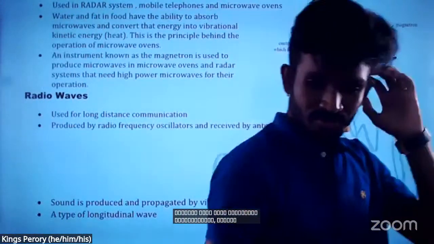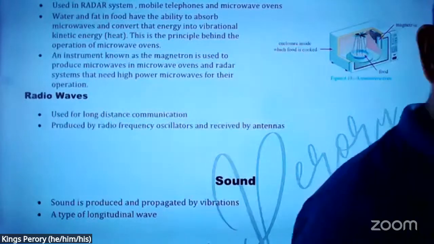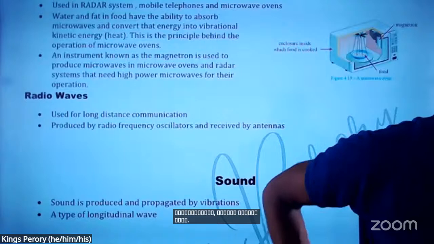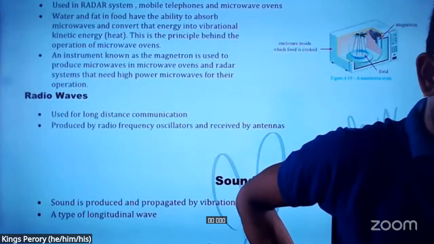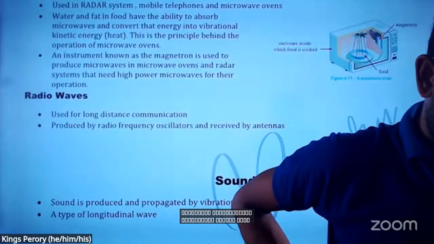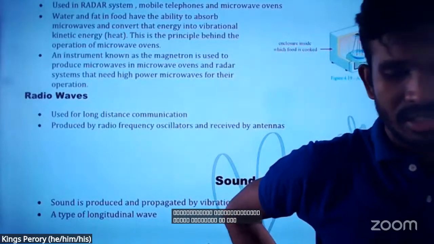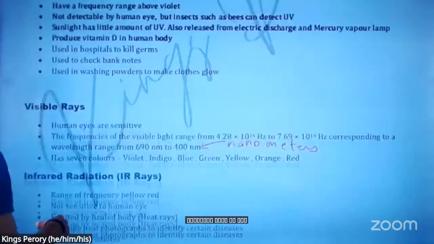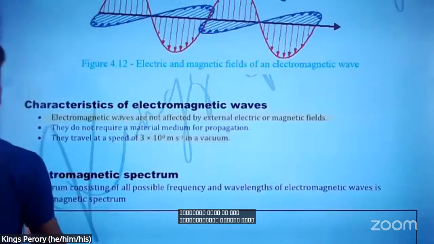Who is there? Radio waves are used for long distance communication, produced by radio frequency oscillators and received by antennas. Received by antennas. Electromagnetic waves done.